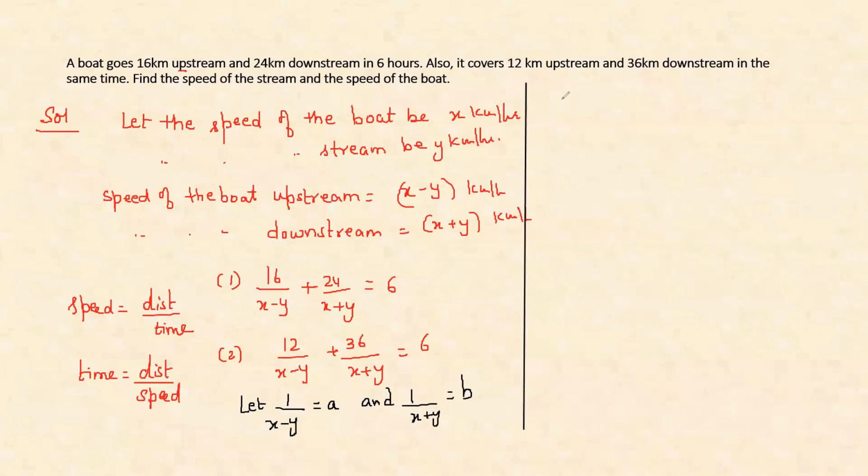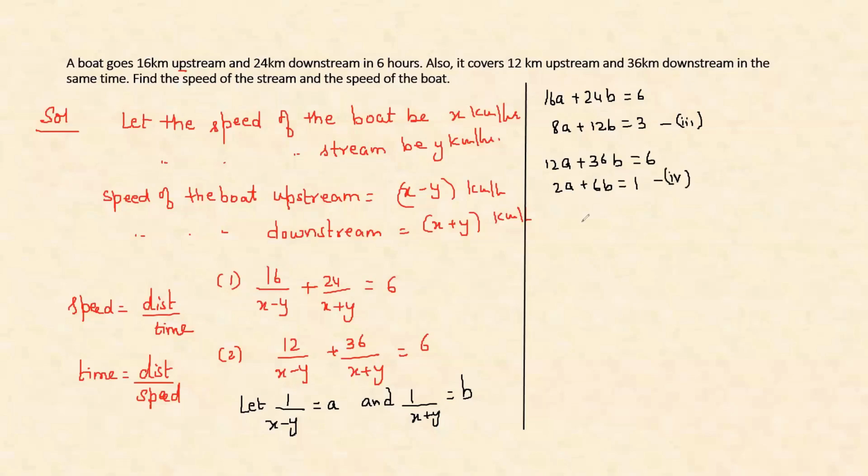The first equation becomes 16a plus 24b equal to 6. I can reduce it. It can be divided by 2. So this becomes 8a plus 12b equals 3. This is equation 3. And equation 2 becomes 12a plus 36b equals 6. We can divide it by 6. So you get 2a plus 6b equal to 1. This is the next equation.